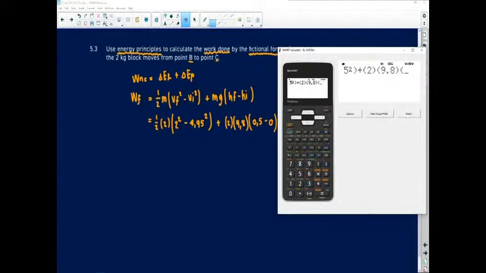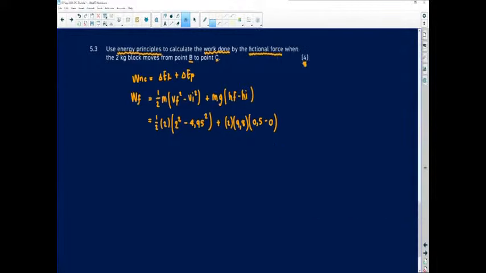Let me just close this one, and then I've got 0.5. Don't really have to put the 0, but just to be on the safe side. So therefore, I get negative 10.07. And there we are. So here I get negative 10.70. And remember, the work done by friction is therefore in joules.